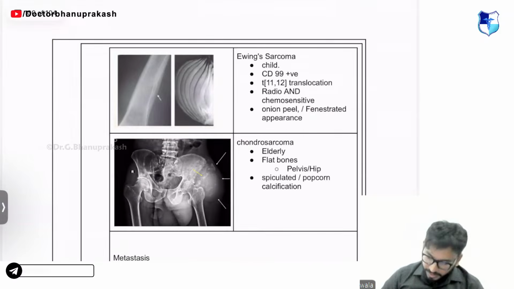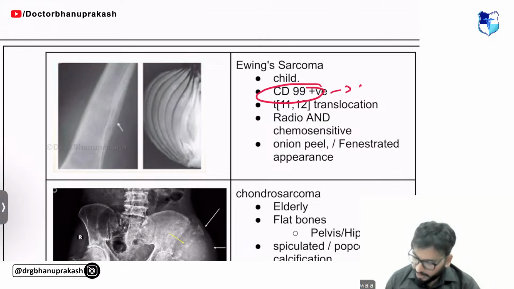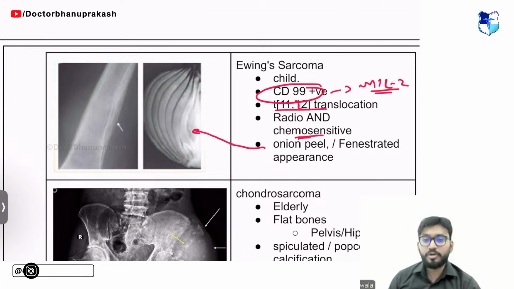Right. Ewing sarcoma, guys. Ewing sarcoma: CD99 or MIC2, from the pathology point of view. Chromosome translocation t(11;22). Radio- and chemosensitive. Onion peel periosteal reaction.